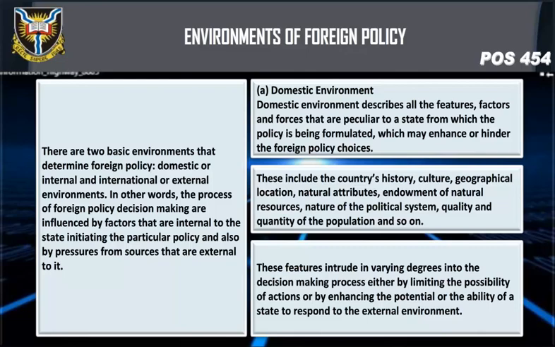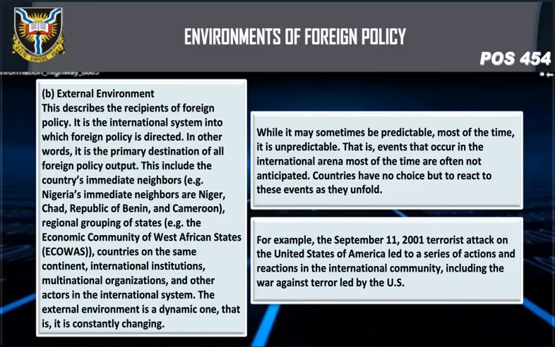Environment of foreign policy. External environment. This describes the recipient of foreign policy. It is the international system into which foreign policy is directed. In other words, it is the primary destination of all foreign policy output. This includes the country's immediate neighbors. For example, Nigeria's immediate neighbors are Niger, Chad, Republic of Benin, and Cameroon. Regional groupings of states, e.g., the Economic Community of West African States, ECOWAS, countries on the same continent, international institutions, multinational organizations, and other actors in the international system.